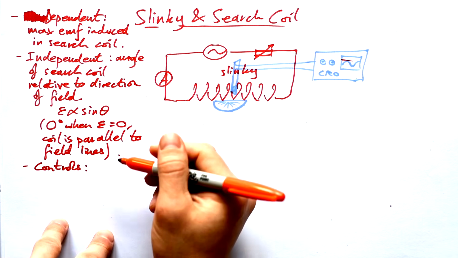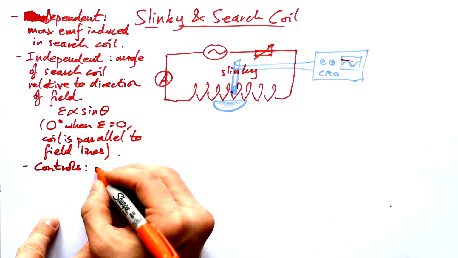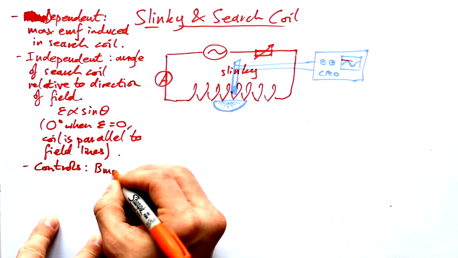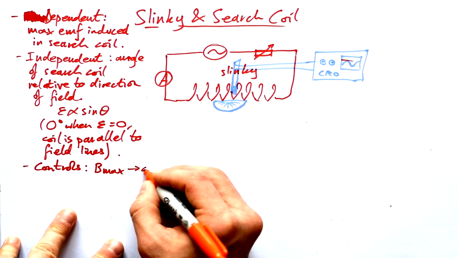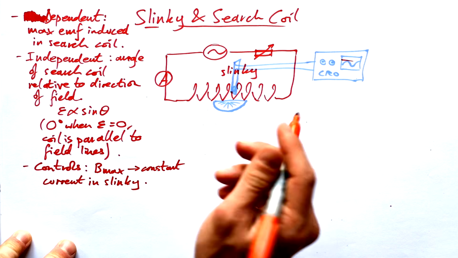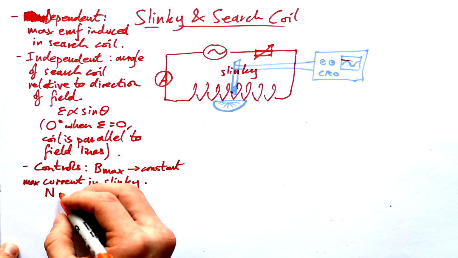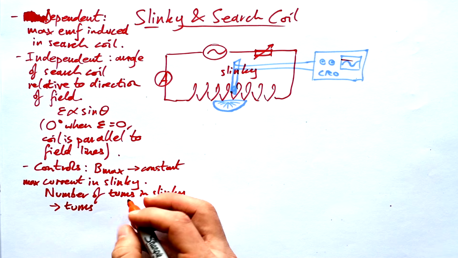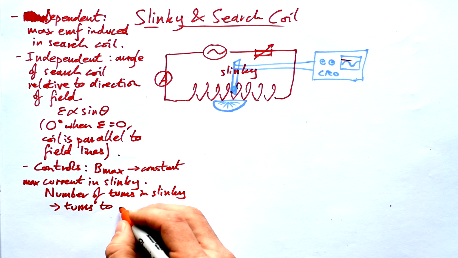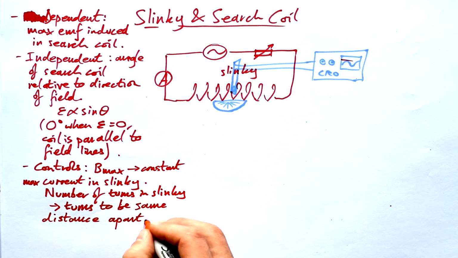Controls. We know that EMF is the rate of change of flux or flux linkage, and so we do want B, or B max rather, to stay constant. We achieve that with a constant current in the slinky, and when we say constant current, I mean constant max current. We want N, the number of turns in the slinky, to stay the same. In the same vein, we want the turns to be the same distance apart at all times. In other words, we don't want the slinky to be moved at all.